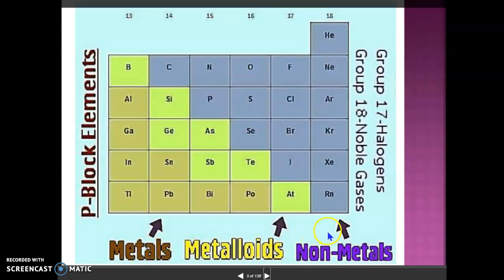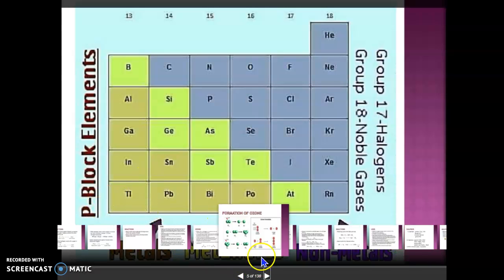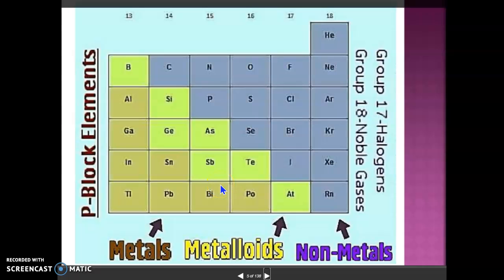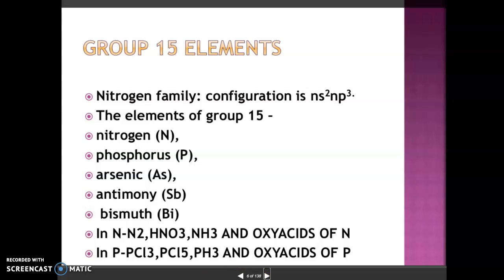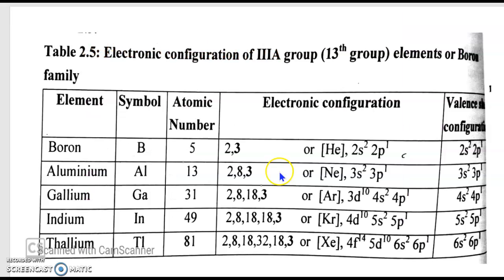Non-metals always show electronegative character. Metals always show electropositive character, and metalloids show metal as well as non-metal character, so they are called metalloids. So firstly we see the comparative study of the group 13th elements.